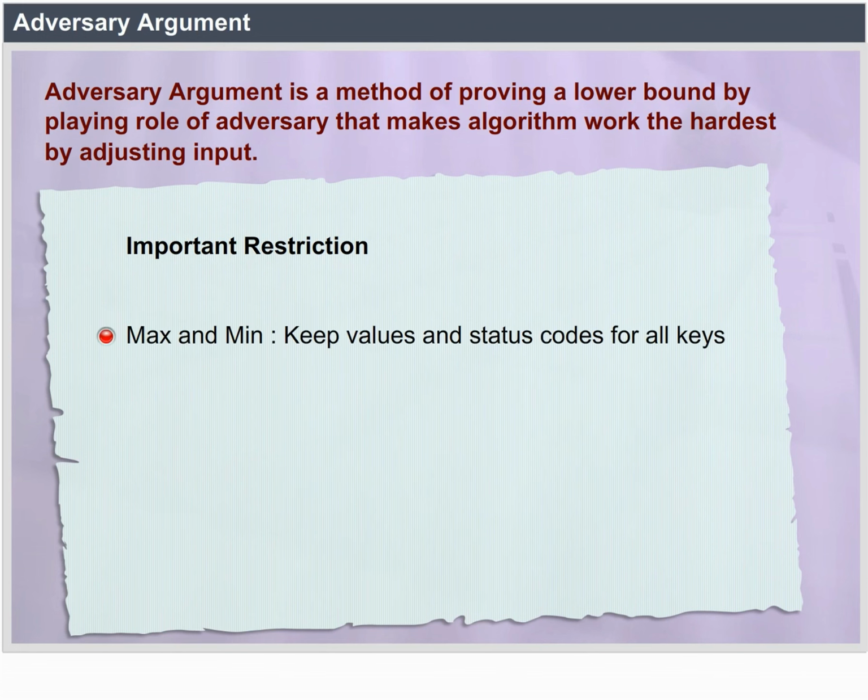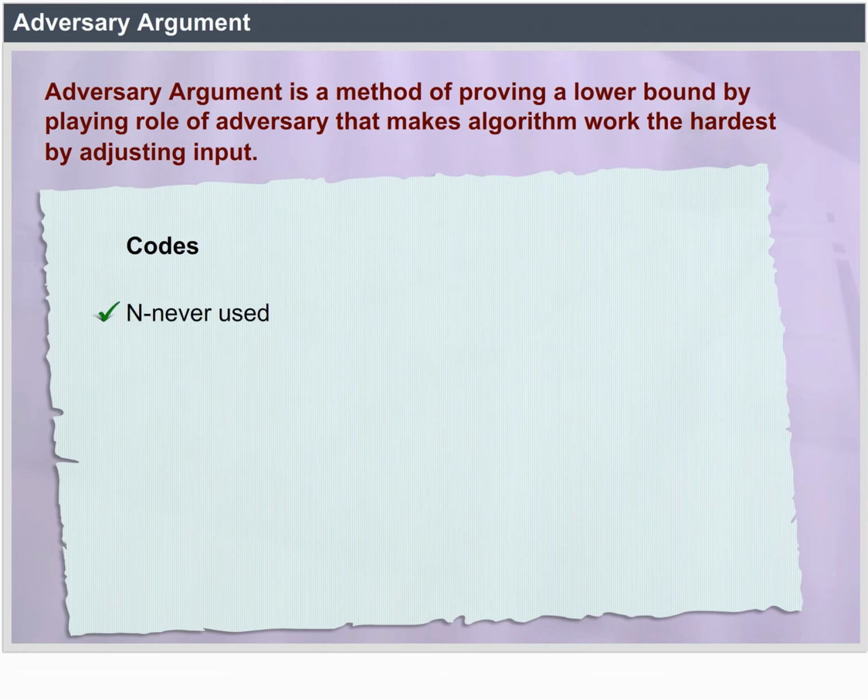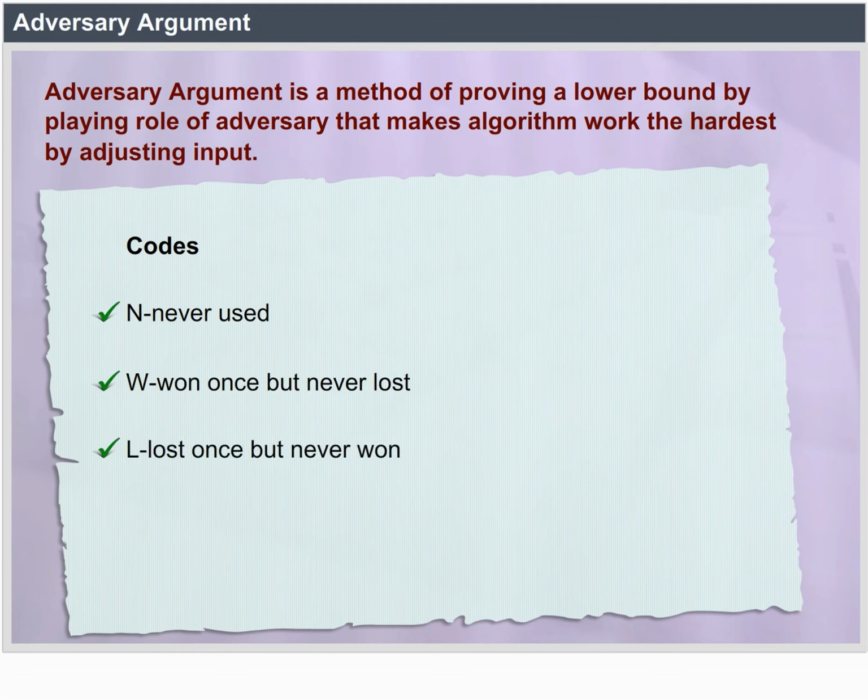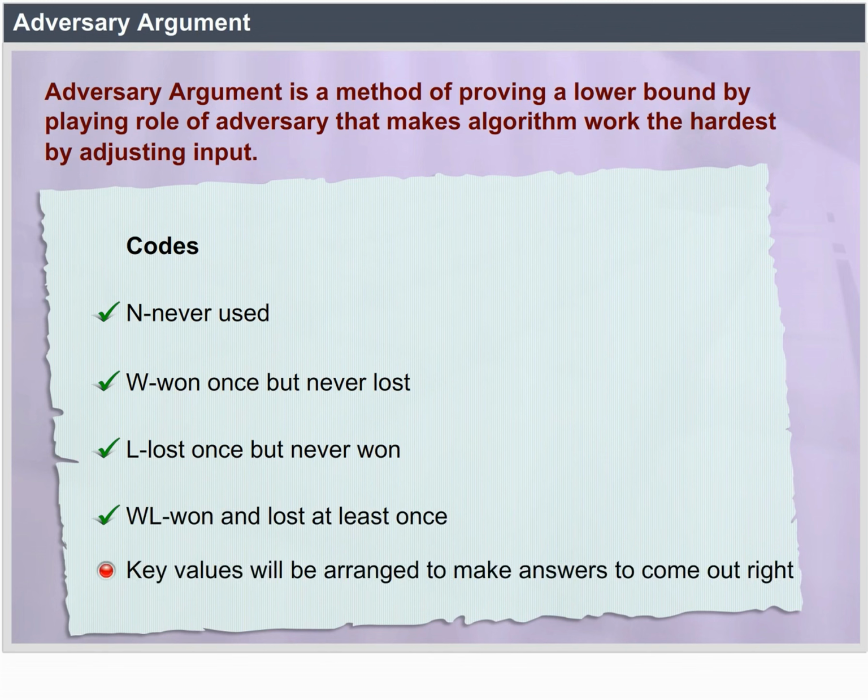Max and min. Keep values and status codes for all keys. Codes: N represents never used. W represents won once but never lost. L represents lost once but never won. WL represents won and lost at least once. Key values will be arranged to make the answers come out right.